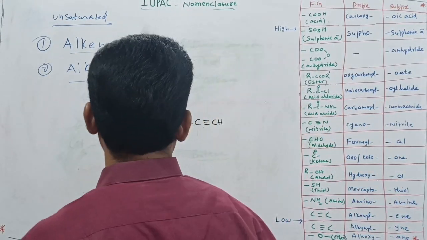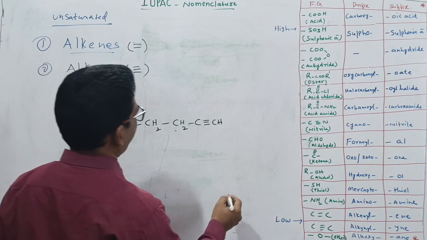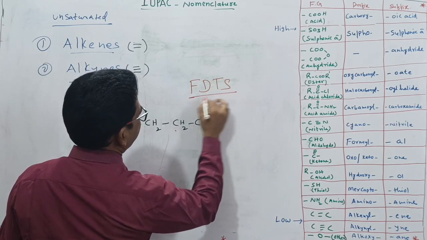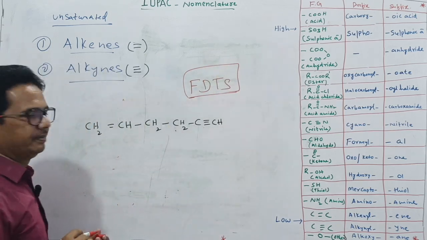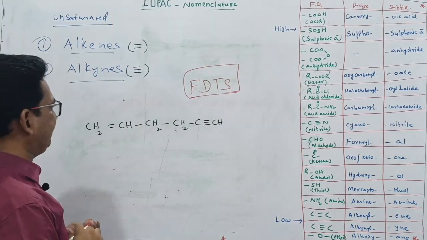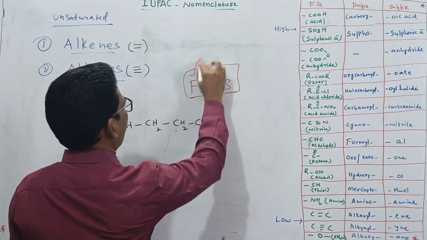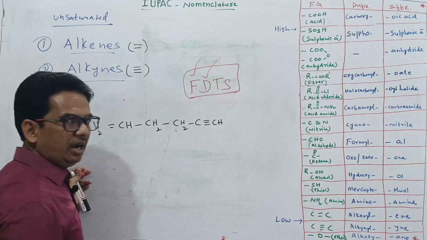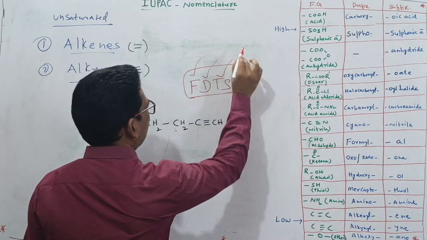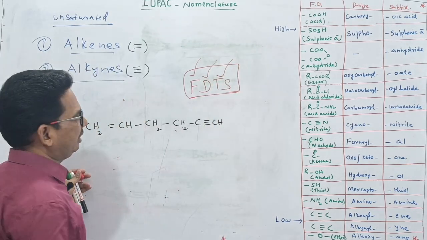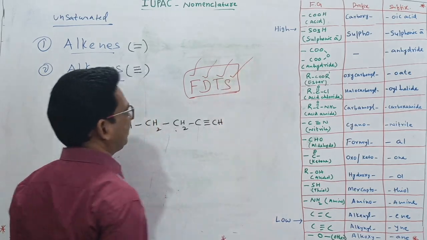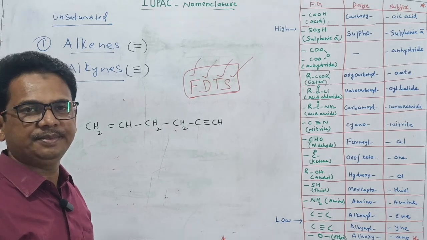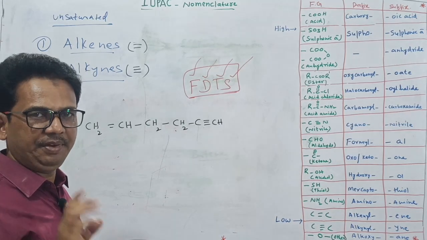At that time, we have to remember one rule here, called FDTS. FDTS means first priority goes to the functional group, next priority goes to the double bond, then next priority goes to the triple bond, then last priority goes to the substituents. Understand? Substituents means any prefixes.